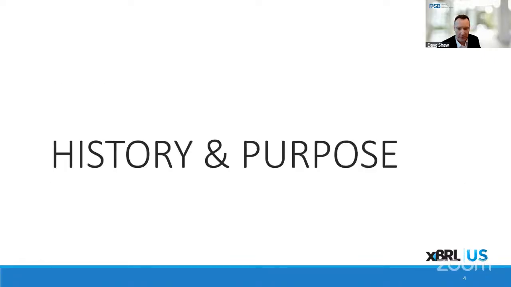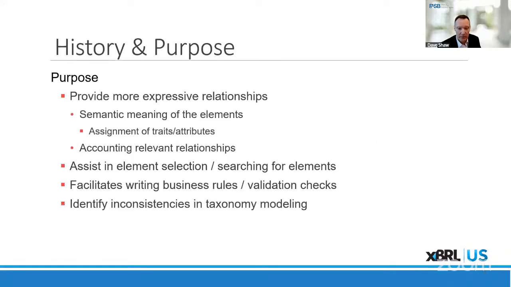And with that out of the way, I'm going to give you a brief history and purpose of the meta model. Traditional relationships in XBRL have predominantly focused on the presentation of information and lower order validation. The meta model is intended to provide more expressive relationships that get to conveying the semantic meaning of the elements, largely through the assignment of traits or attributes, and by also providing accounting relevant relationships.